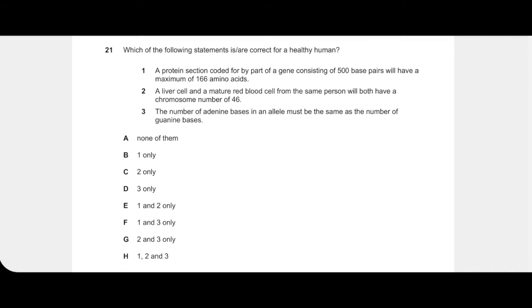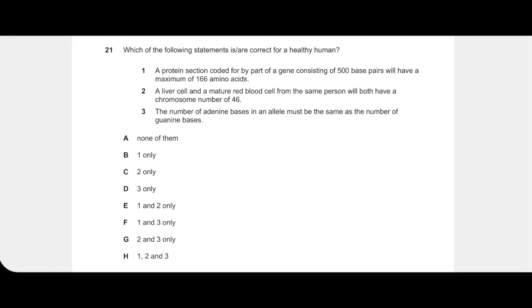So this is a simple elimination question, very easy question. Statement 1 is correct because a gene is generally coded in triplets. 500 divided by 3 is 166.66666, and you could only have full codons, so the answer for that statement is true.